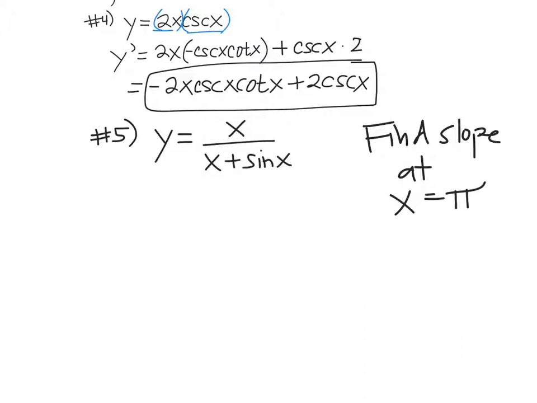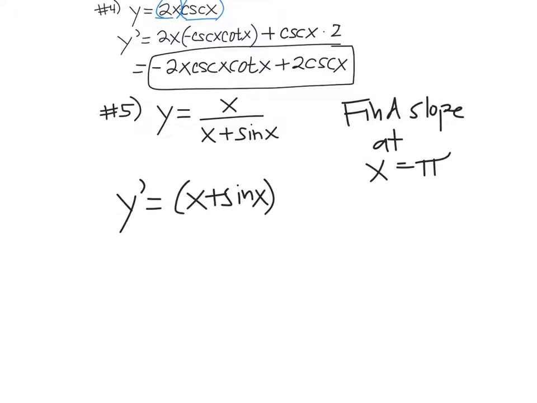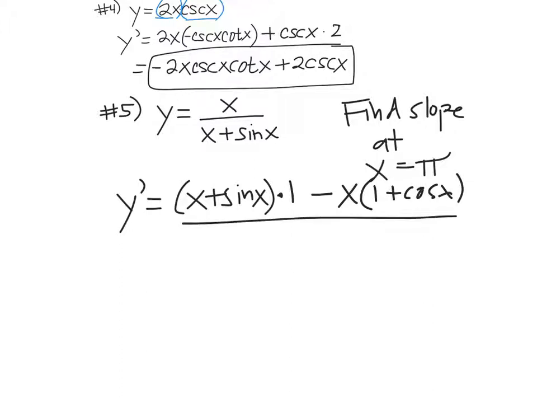All right, so let's take the derivative. Here we're going to need quotient rule. We have a function divided by another function, no constants. So we're going to go low d high. What's the derivative of the numerator? 1. Good. Minus high d low. The derivative of the denominator? 1 plus cosine x. Good job. Over the square of what's below: x plus sine x squared.